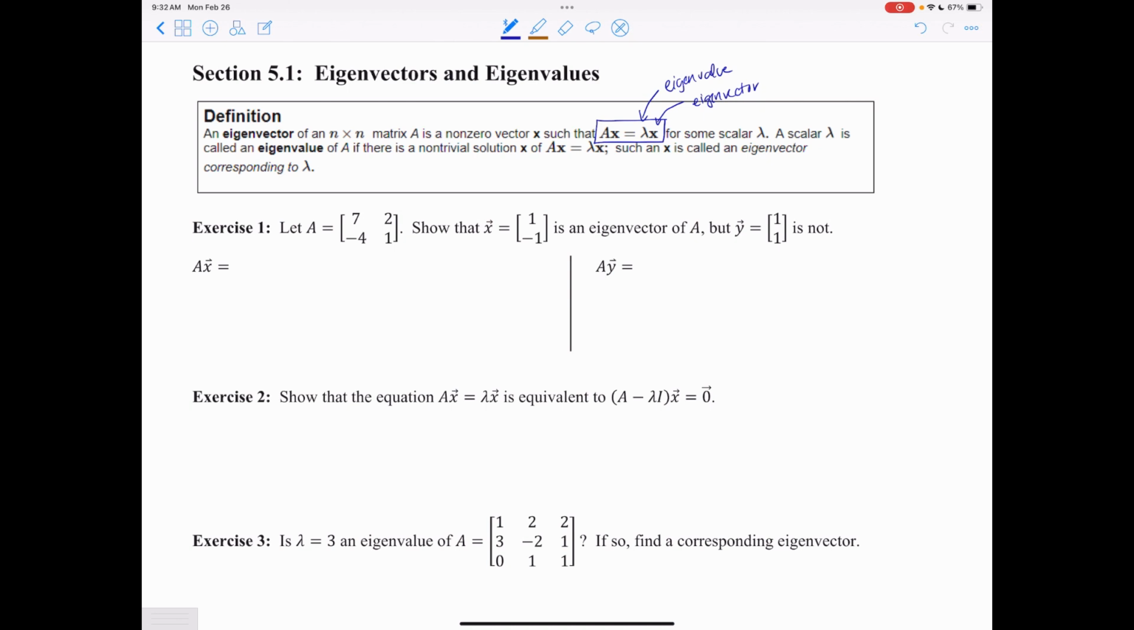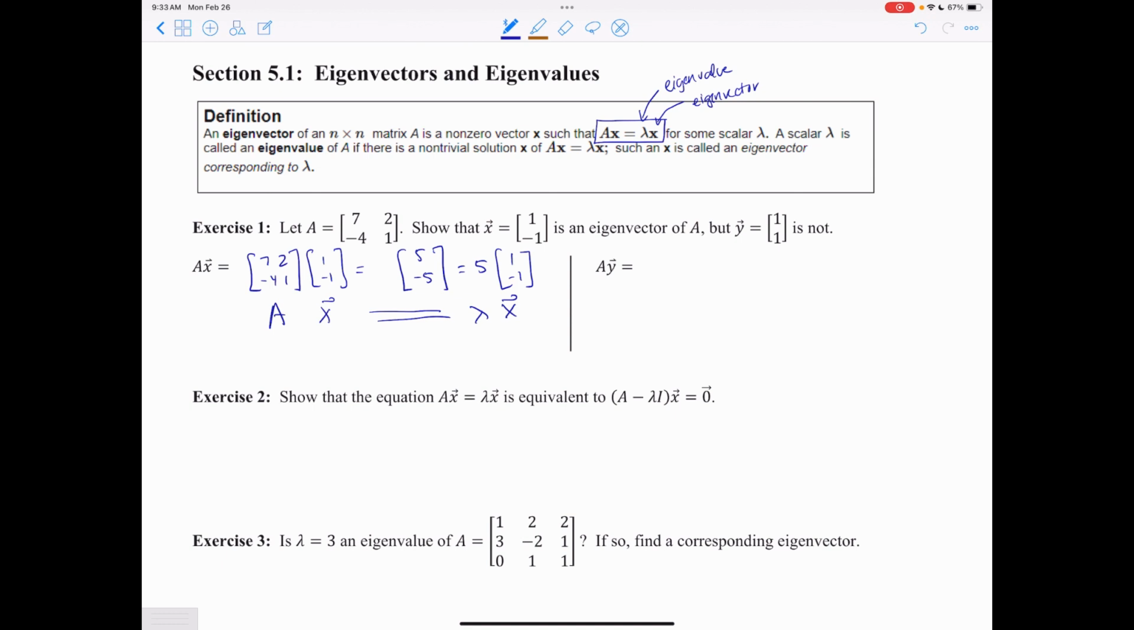In exercise 1, we are given matrix A and want to show that the vector (1, -1) is an eigenvector of A, but (1, 1) is not. So what I want to do is look at what Ax is, multiplying these two. So I have 7 minus 2 is 5, and then -4 minus 1 is -5. Notice that is 5 times (1, -1). So I have Ax equals lambda x. So here my eigenvalue is 5, and my eigenvector is (1, -1).